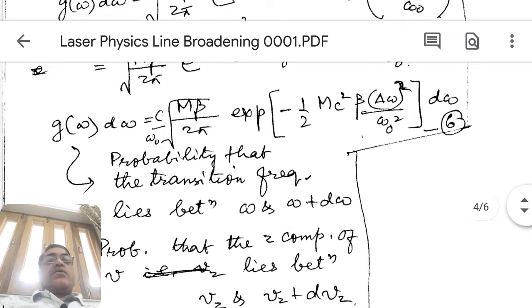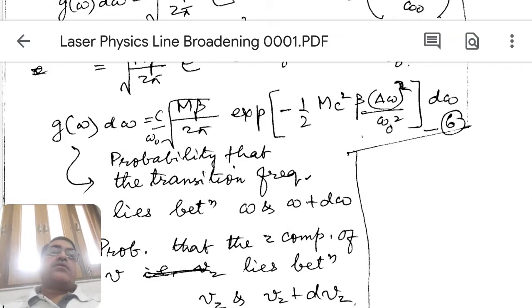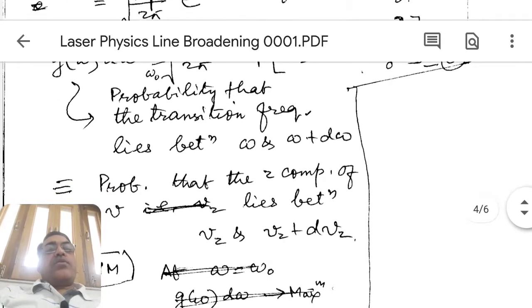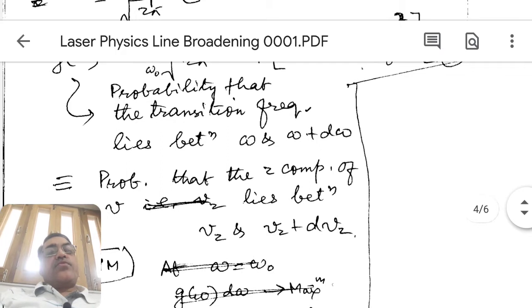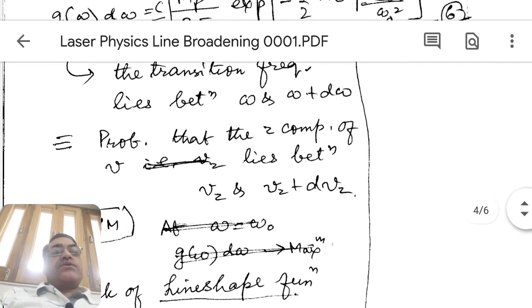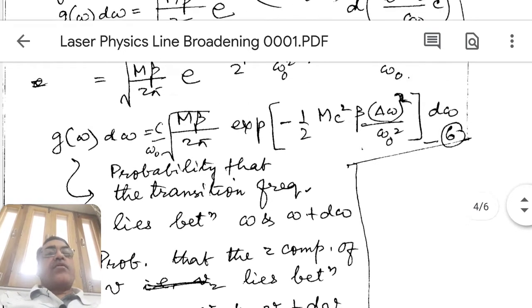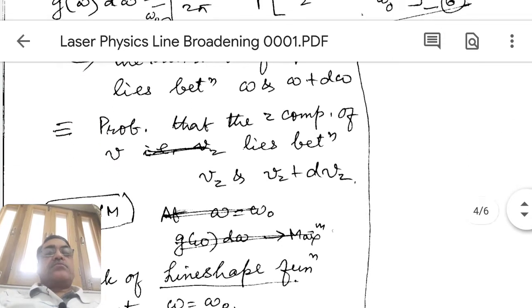So here the line shape function is nothing but the probability. So here we get the probability of transition frequency lying between omega and omega plus d omega is equal to the probability that the z component of v lies between Vz and Vz plus dVz. So this is our equation number 6.